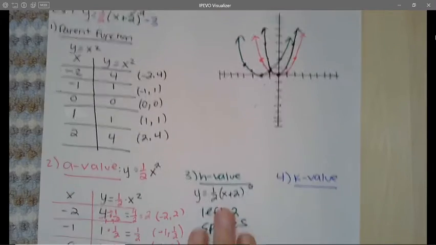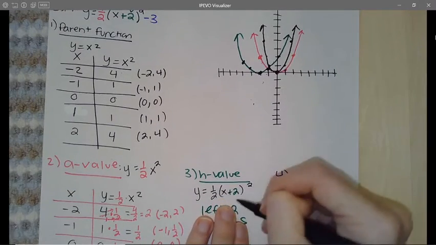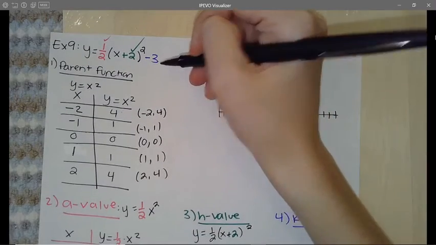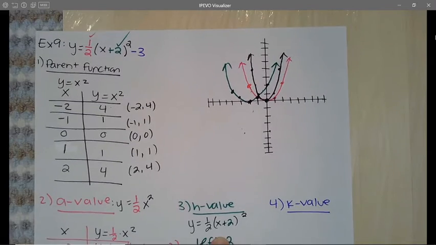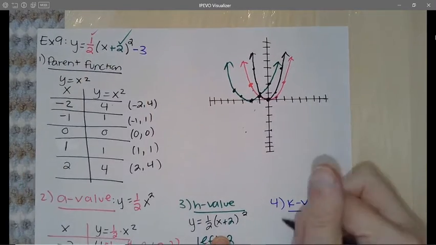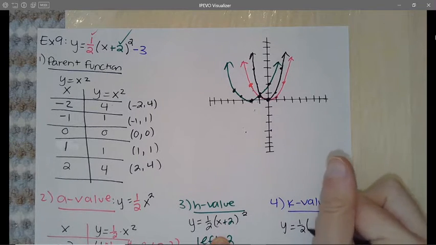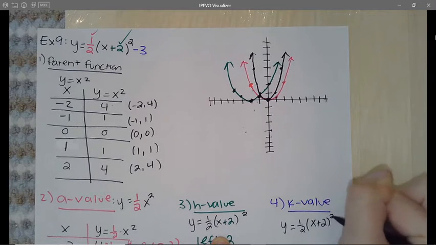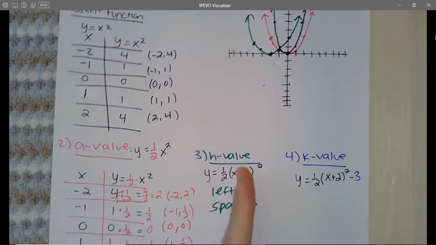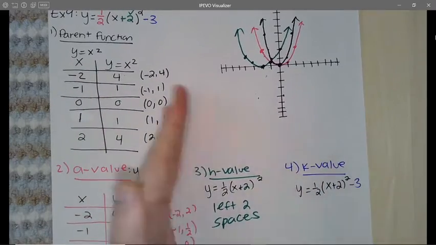So I'm going to take my most recent equation, which is this, and just add on the k value, which when I do that, you will end up with your original equation. And ultimately, we'll end up with our final graph, which is the graph of this equation. So I have y equals 1/2 times (x plus 2) quantity squared, and I'm going to add on the k value, which is -3. Okay, so remember h, you think horizontal, so left to right.